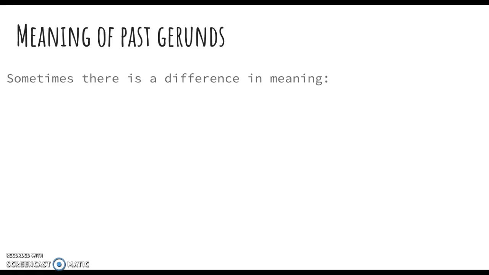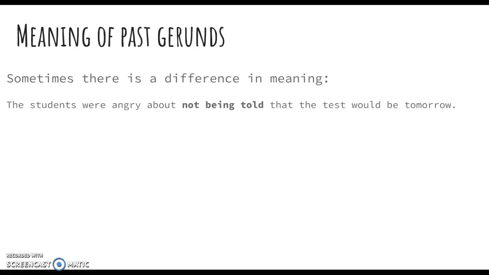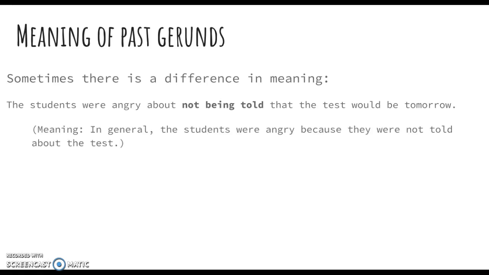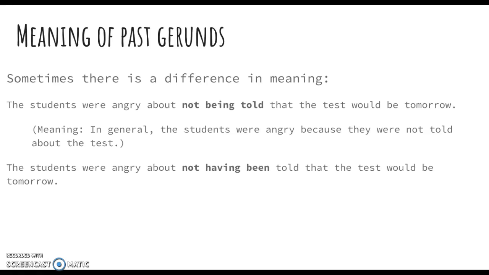However, in some cases, there is a difference in meaning. If we look at the sentence, the students were angry about not being told that the test would be tomorrow. The meaning here is, in general, the students were angry because they were not told about the test, maybe by the teacher. The second sentence with the past gerund says the students were angry about not having been told that the test would be tomorrow.